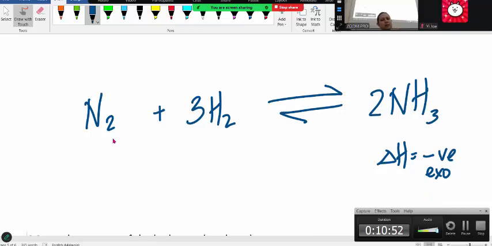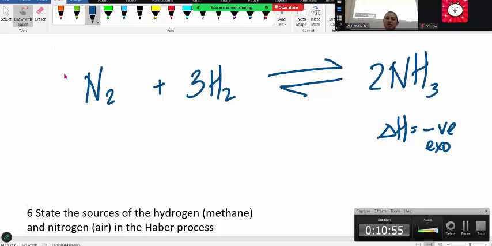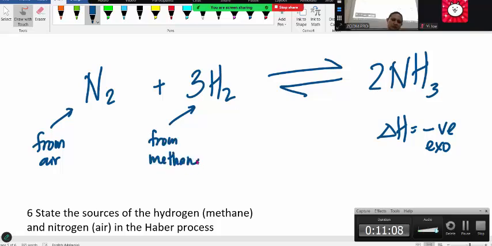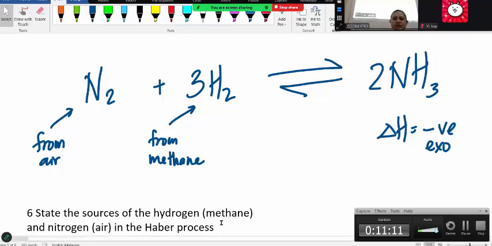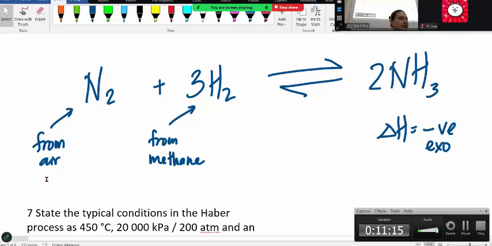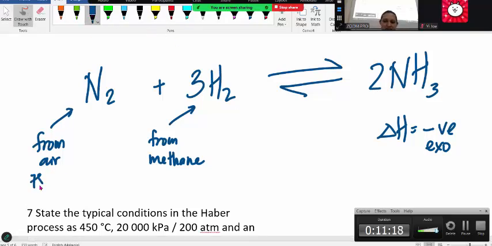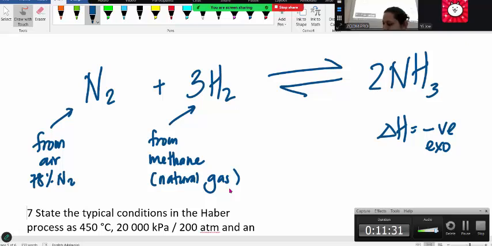So what happens is you get the nitrogen from air, and you get the hydrogen from methane. The question will ask you, where do you get the hydrogen from? Where do you get the nitrogen from? The nitrogen is just from air, because air is 78% nitrogen. The methane is natural gas. You know what natural gas is? From biomass, petroleum, all that. It's natural gas, the one that you use in your gas cylinder, cooking gas at home.